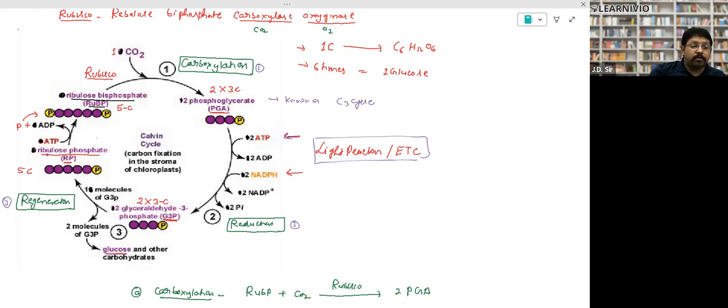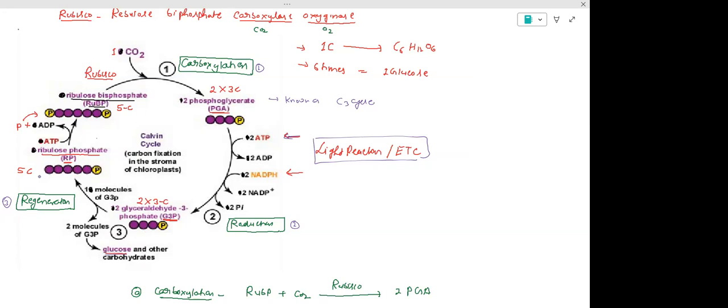And the name of this compound is ribulose phosphate, right? Again, ATP will break down to ADP and phosphate. Energy formation takes place, and phosphate is released. The phosphate which is released will add on this ribulose phosphate, and formation of ribulose biphosphate takes place. This is called regeneration, because again the regeneration of RuBP has taken place. Is it now clear? Yes, sir.